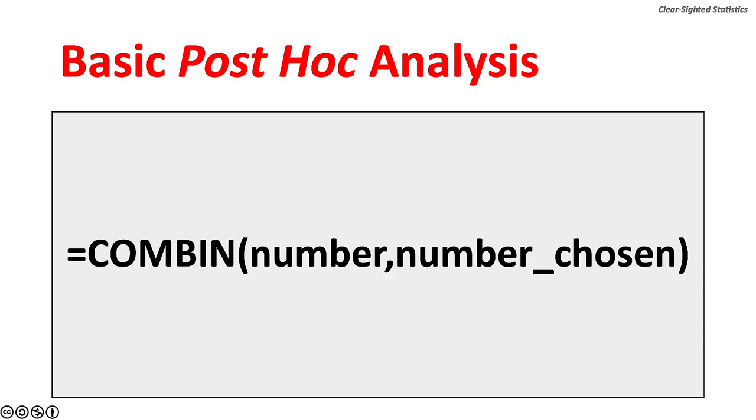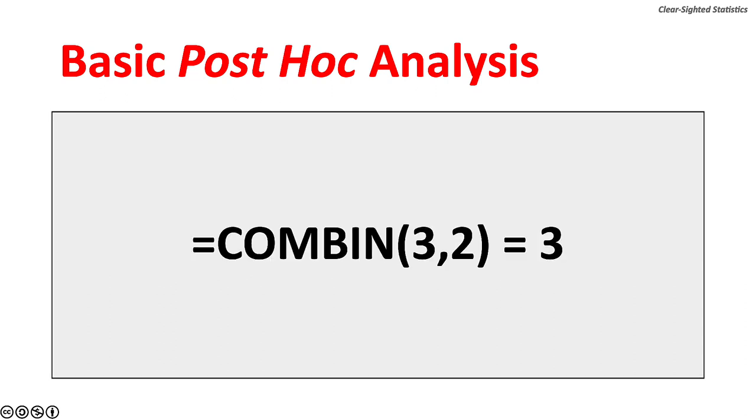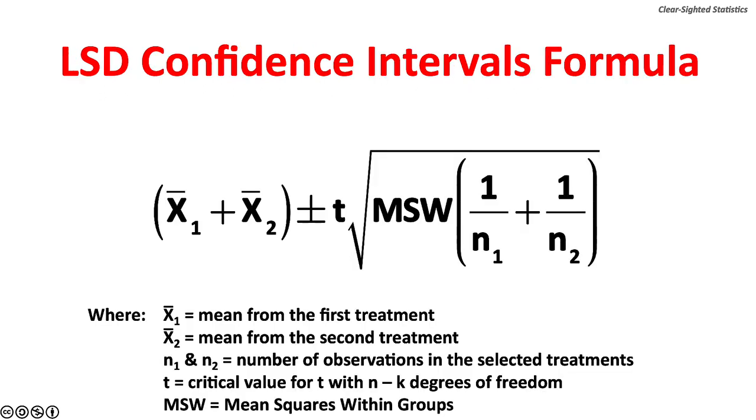We can use Excel's Combin function to determine the number of treatment pairs. The Combin function has two arguments: 1, the total number, and 2, the number chosen. Based on using Excel's Combin function, there are three treatment pairs. Here is the formula for LSD confidence intervals. Take the difference of the two sample means being compared, plus or minus the t value, times the square root of the mean squares within groups taken from the ANOVA table, times 1 over the sample size for the first treatment, plus 1 over the sample size for the second treatment.